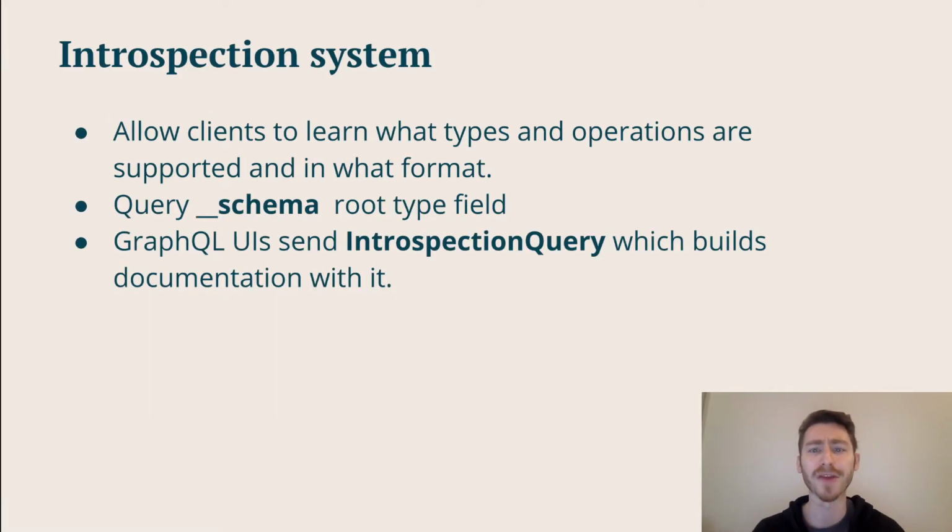So I thought it was worth mentioning the introspection system. This is a really cool mechanism used by the GraphQL API schema to allow clients to learn what types and operations are supported and in what format. The clients can query the __schema root type field in the GraphQL API, which is always available on the root type of the query. Actually, any interactive GraphQL UIs rely on sending an introspection query request to the server, which builds documentation and auto-completion with it.